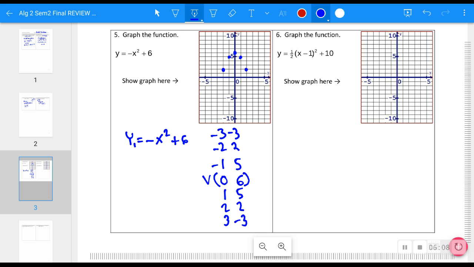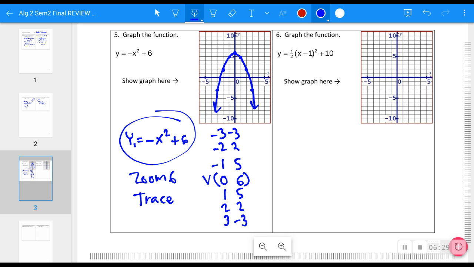And then down to negative 3. And draw your parabola. Now you might also try doing this a little differently. Put this on the y1 line and then hit zoom 6 and trace to find the points. So for instance, trace 0 should show this vertex here. And if you say trace 1, you'll get 1, 5. And trace 2, you'll get 2, 2, and so forth.